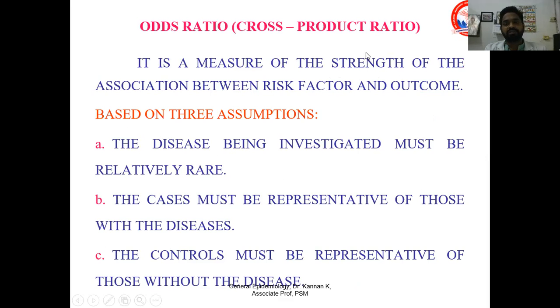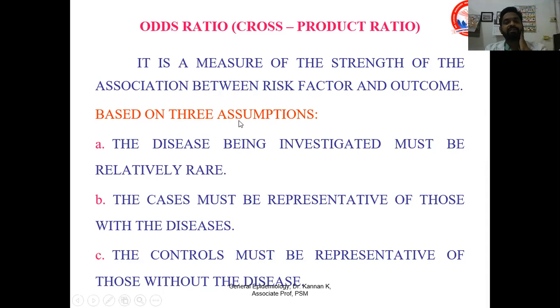So what is this odds ratio? It's the strength of association, based on three assumptions. The disease being investigated must be relatively rare. The cases must be representative of those with the disease. The controls must be representative of those without the disease. To ensure all these three points, we make sure of matching as well as the analyzing pattern.